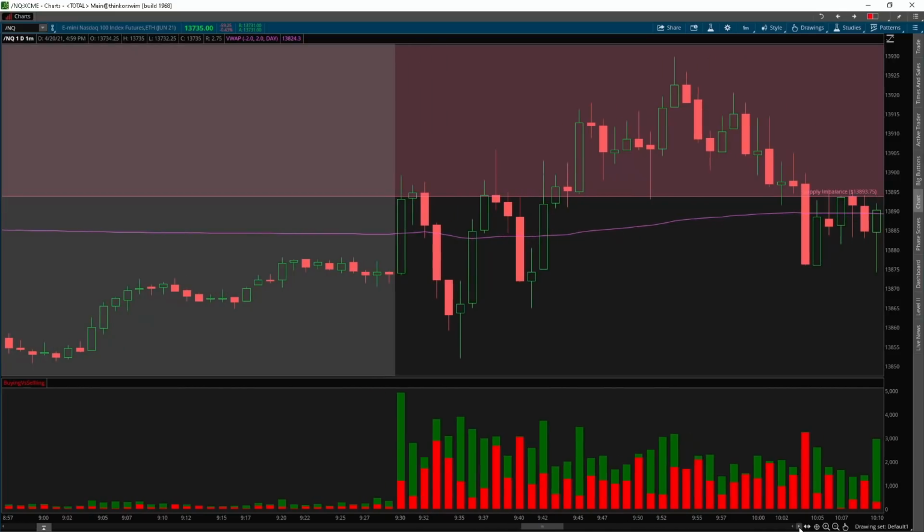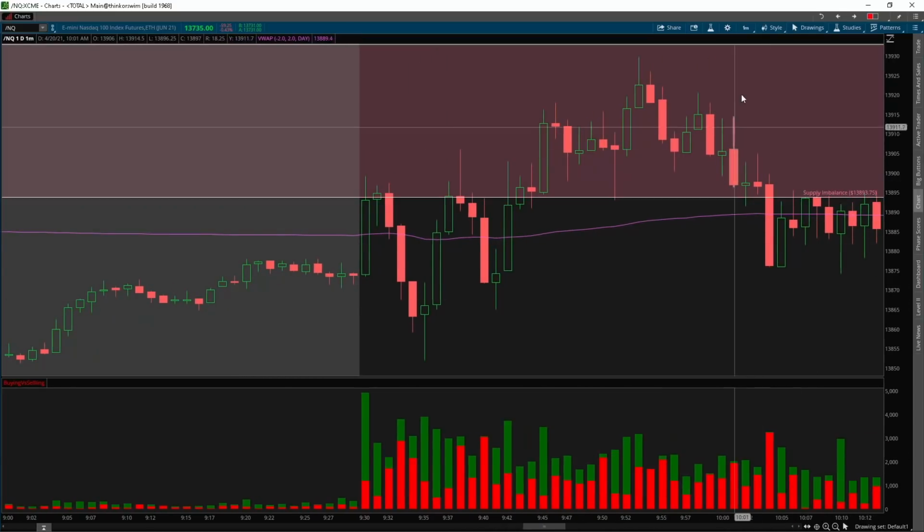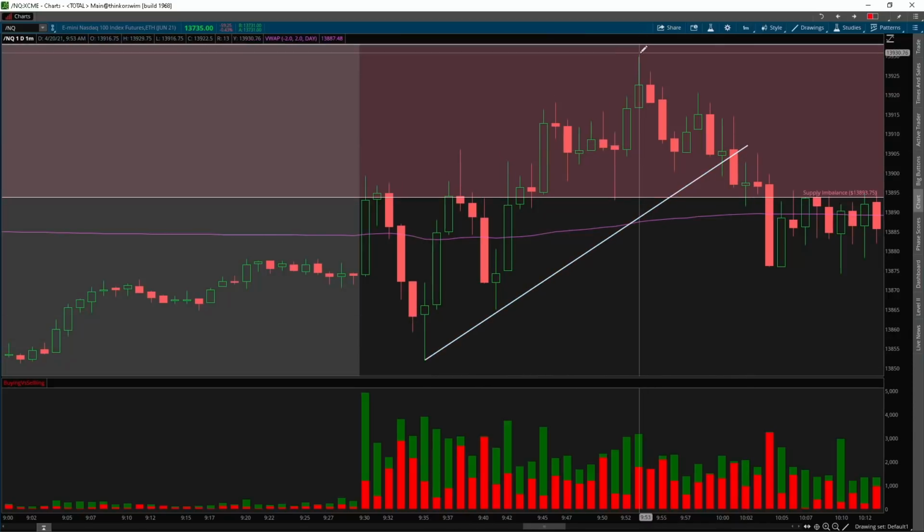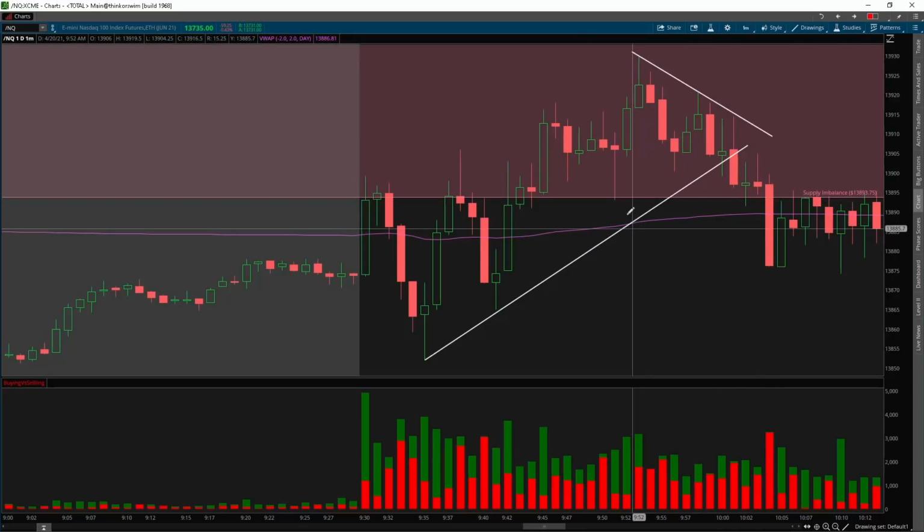So here we had this push down, and around 10:06 I was watching Nasdaq. I took this short again around 10:01 once we broke this little trend line right here. We had supply, we were making also lower highs, and I've been scalping in this market due to the volatility.